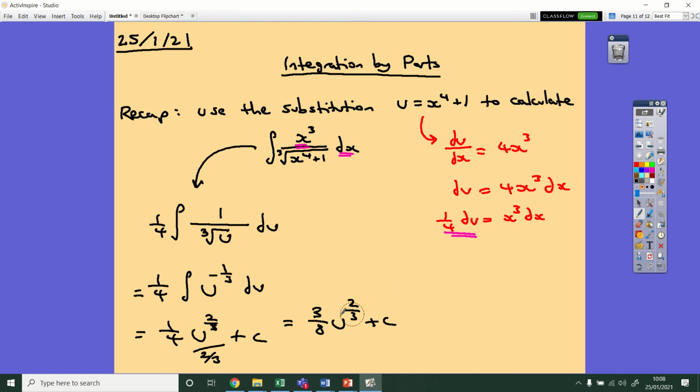And then we're nearly done. All we need to do now is reverse our substitution back to things in terms of x, and u is x to the 4 plus 1. So here's my final answer. And we're done. Okay, hopefully you got that right. That's just a bit of a recap from last time. So now we're ready to move on with integration by parts.